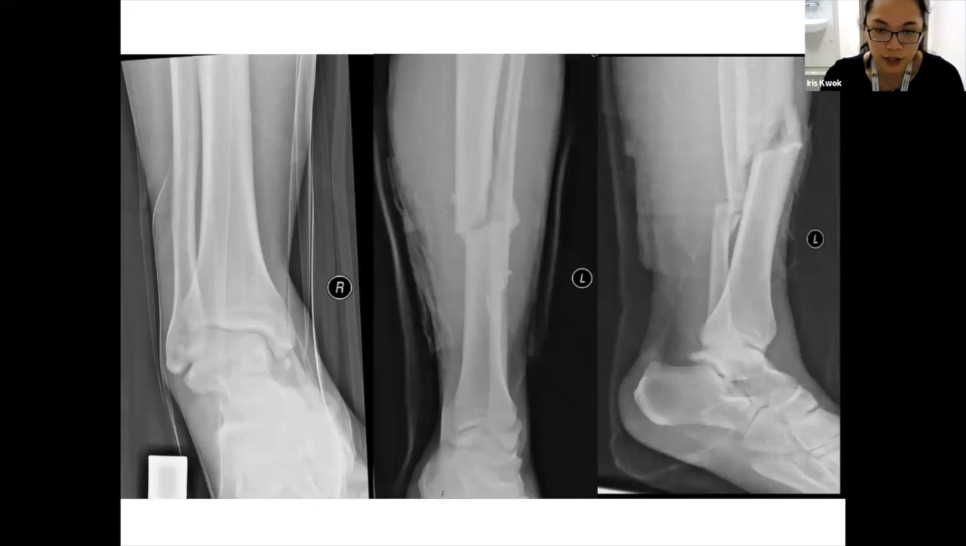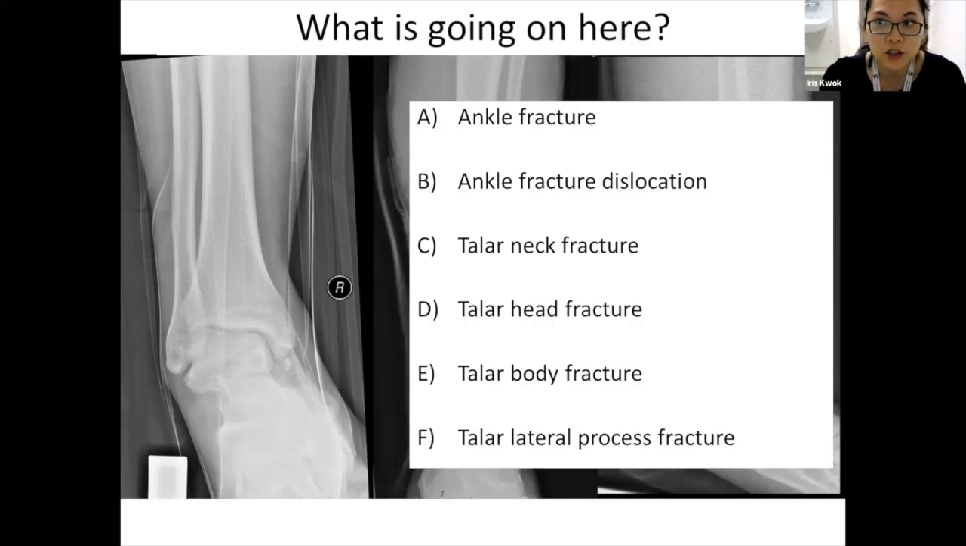Right leg, left leg, you can see the markers on the screen. You can see that he's got a tib fracture on the left side. Let's ignore that and put that aside for now, and let's just focus on his right side, his right ankle. So I'm going to start with a quick poll and ask you what is going on here, looking at this X-ray. Does he have an ankle fracture? Does he have an ankle fracture dislocation, or does he have a fracture of the talus? And if it is, is it in the neck, head, body, or lateral process? Just going to give you 20 seconds to vote.